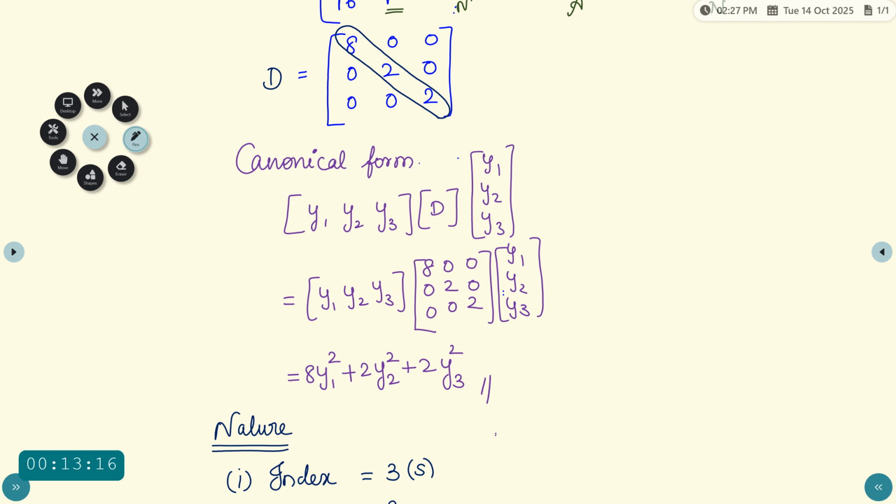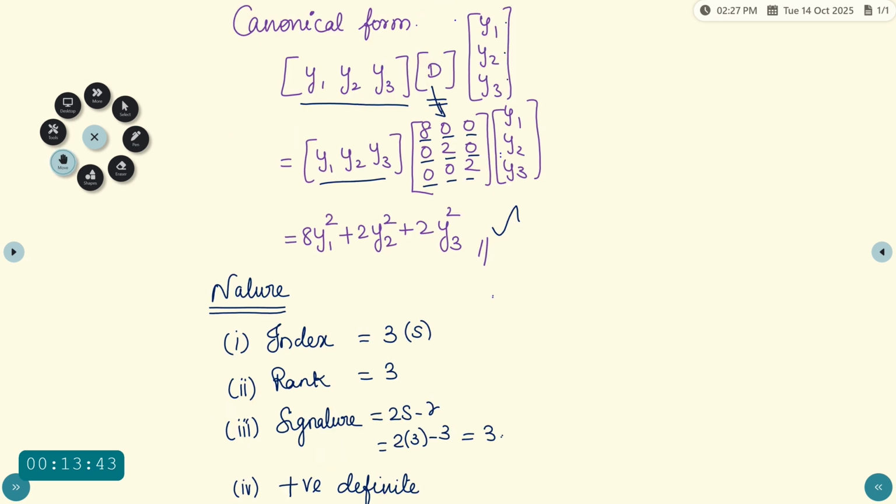Next, canonical form. How to calculate the canonical form? This is the formula: y1, y2, y3 and the diagonal matrix. Similarly, y1, y2, y3 in the column. We just substitute the diagonal matrix 8 0 0, 0 2 0, 0 0 2. Next, multiplying row into column, we are getting the answer 8y1 square plus 2y2 square plus 2y3 square.